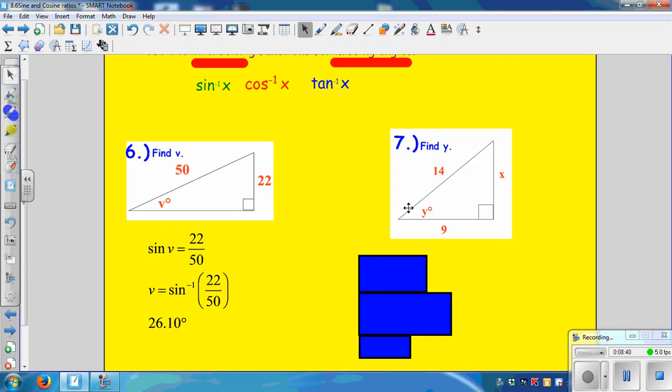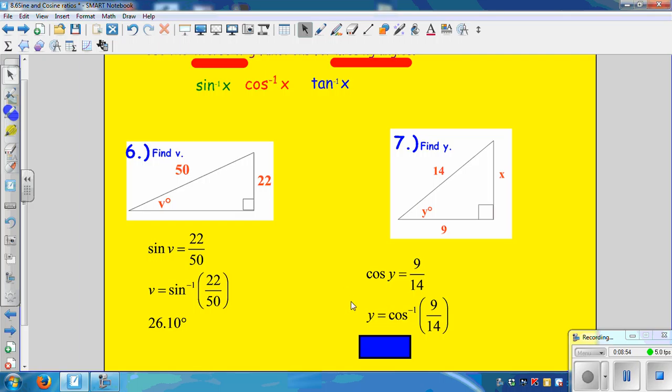Number 7. To find y in this problem, you'll notice the opposite is not available to calculate unless we did the Pythagorean theorem, but we could also do cosine. So the cosine of y is 9 over 14. Cross multiply, and use cosine inverse. So you have 50 degrees.